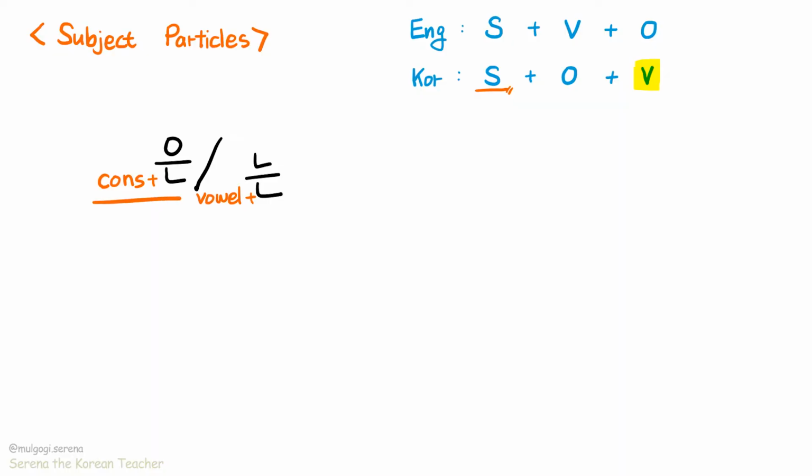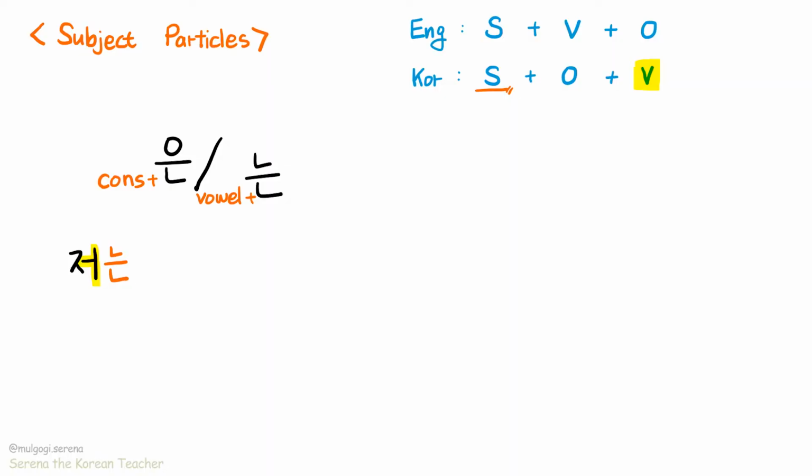So either 은 or 는. Let's go through it. How do we say I? 저, right? 저. And then it ended with a vowel. That's why you need 는. 저는. That's why it became 저는. All right. Next one. What about 당신? It ended with a consonant, so that it requires a circle to pronounce it easy.